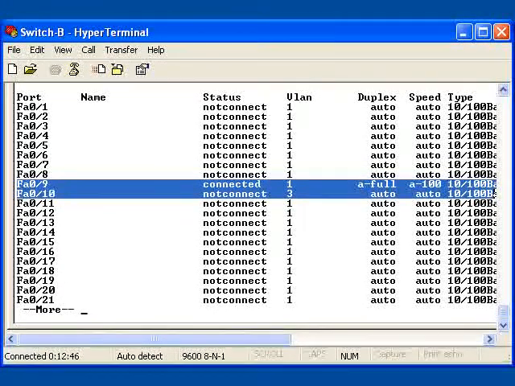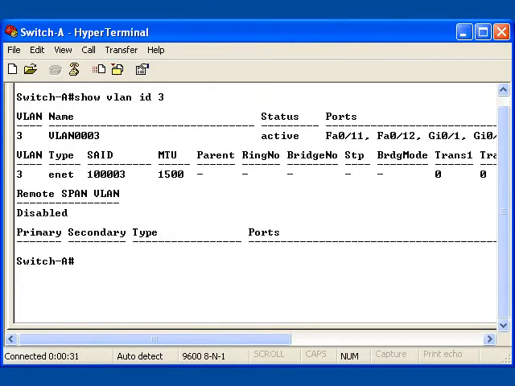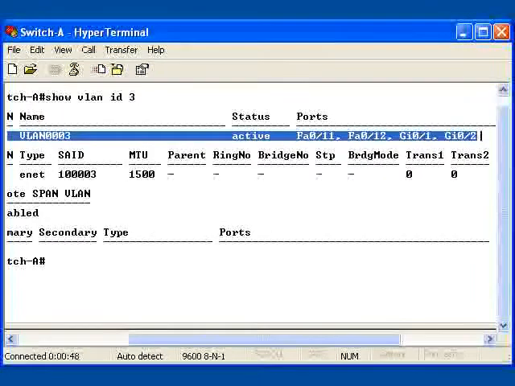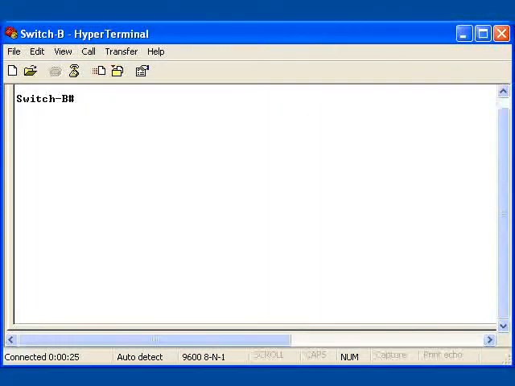Next, we need to verify that VLANs are in the active state. As we are focusing on VLAN 3, we can use the show vlan id 3 command to verify the status. Next, use the show vlan brief command on each switch. After observing the output, we can say that VLAN 3 is active on all three switches.